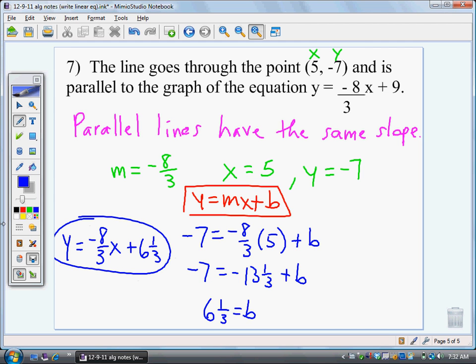So in each one, all you're really doing is putting in values for x, y, and m. You multiply the slope times the x coordinate always, and then you add or subtract to get that to the other side and solve for b. What we'll do in the next lessons is we'll have just 2 points, and it'll be up to you to come up with the slope.